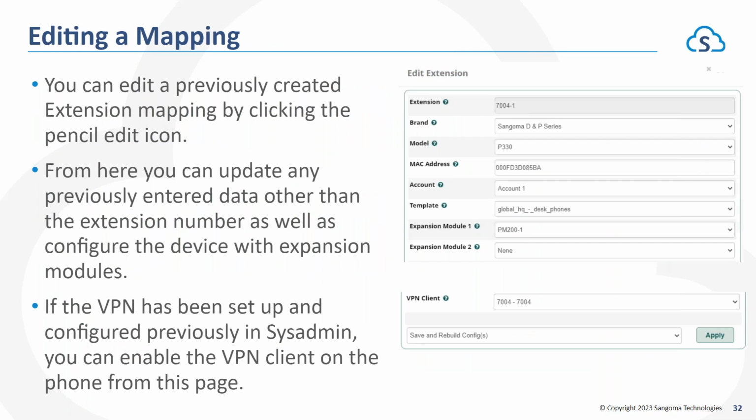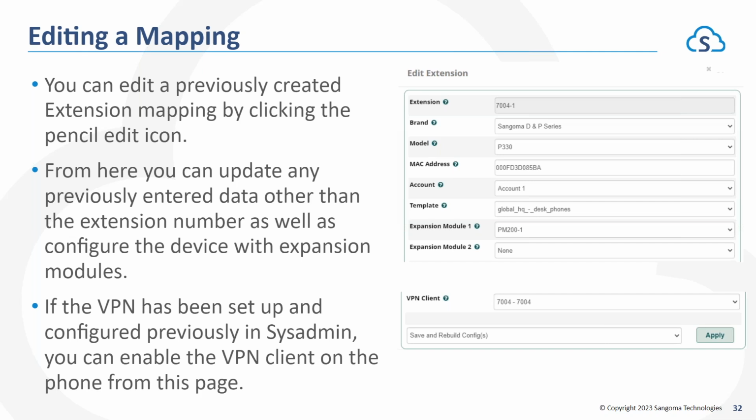Once a mapping has been created, we can edit it using the pencil icon, and this is an example of what we would see if we're editing an extension mapping in EPM. From here, you can update any of the previously entered data other than the extension number, as well as configure the device with any expansion modules if you have them. So in this specific example, you'll note that I have a P330. I've also attached a single expansion module to it and indicated that in the appropriate slot.